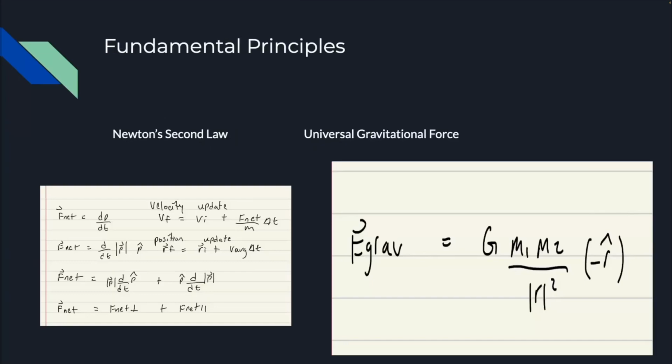For Newton's second law, you see that F net equals the change in momentum over the change in time. Using this, we can find that F net is equal to the perpendicular and parallel components of it. We can also derive the velocity update formula and the position update formula, which will be important in order to understand how this lab works.